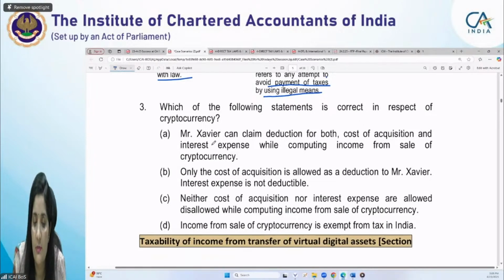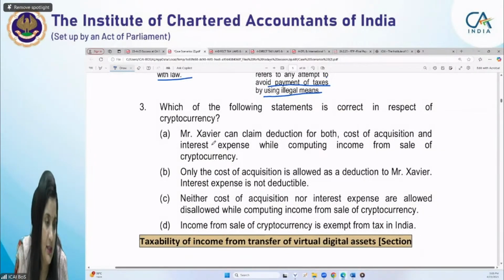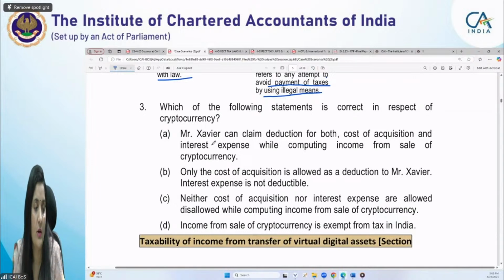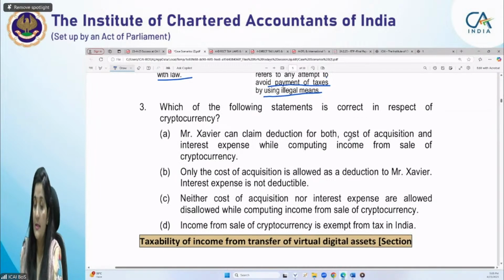So it's not asking you to compute anything. You have to just choose a correct statement, right? The requirement of the question is not that difficult. So the first statement is Mr. Xavier can claim deduction for both cost of acquisition and interest expenses while computing income from sale of cryptocurrency. Or B option is only the cost of acquisition is allowed as a deduction to Mr. Xavier. Interest expenses is not deductible.